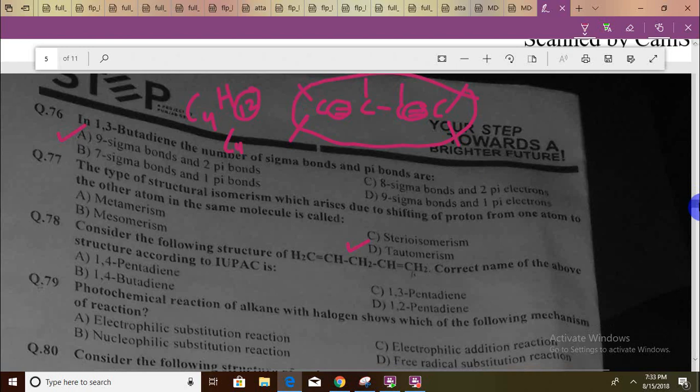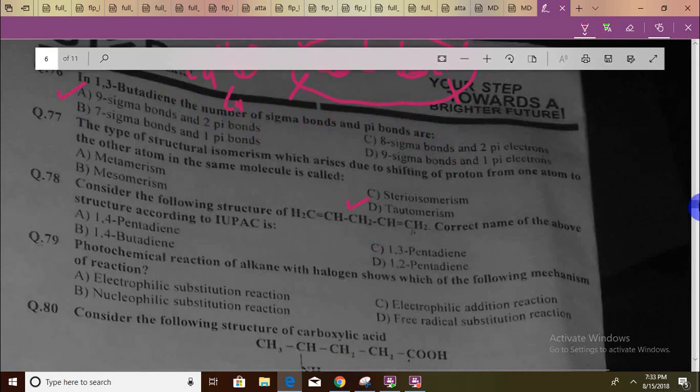If we consider the following structure, what is the correct name? We have 1, 2, 3, 4, 5 carbons. We have 2 double bonds at the edges. So the parent name is going to be pentadiene, and 1, 2, 3, 4, and it's going to be 1,4-pentadiene. Easy peasy.